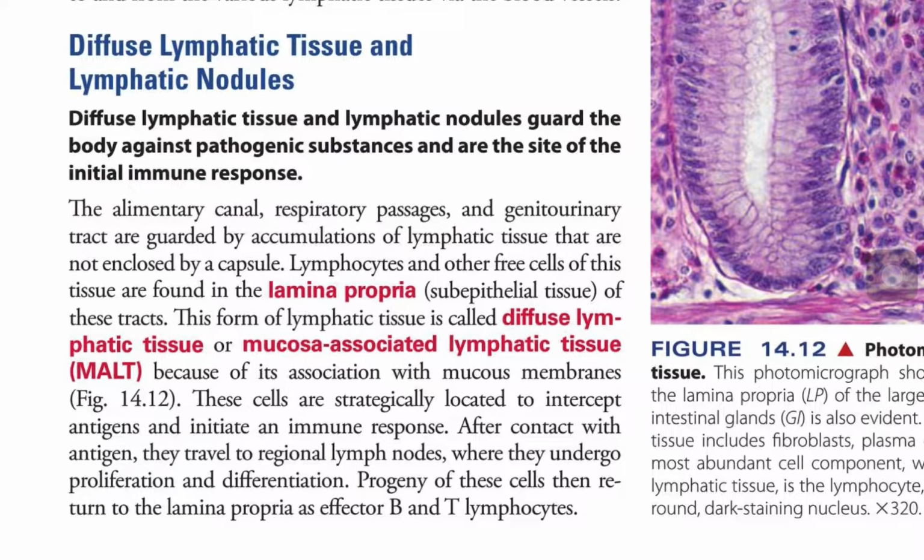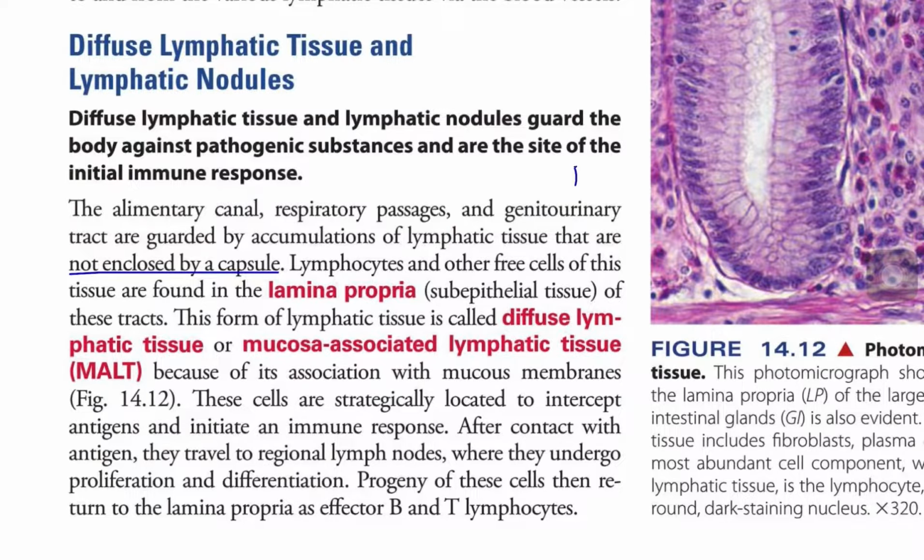That is clear. The alimentary canal, respiratory passages, and the genitourinary tract are guarded by accumulations of lymphatic tissue that are not enclosed by a capsule. So that's what we mean by diffuse. It means that they are not enclosed by a capsule. And lymphocytes and other free cells of this tissue are found in the lamina propria, the subepithelial tissue of these tracts.